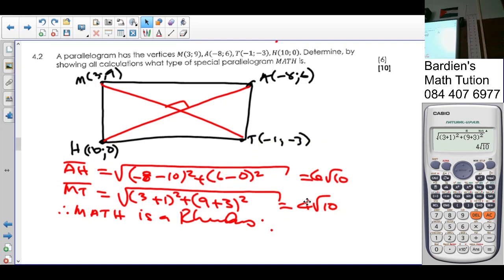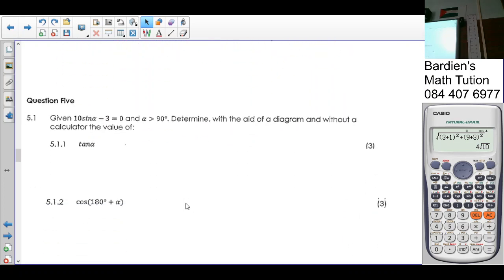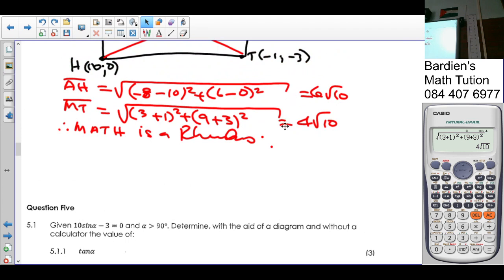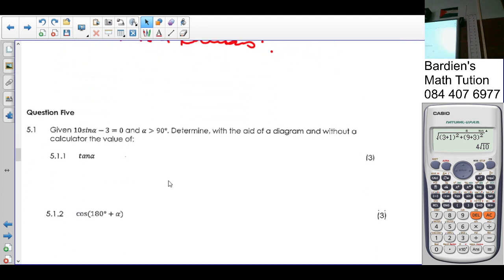Then you have to calculate the diagonals. You have to check. That's why it was 6 marks. But as I said, if you can substantiate your argument with logic, you get your marks as well. If you're going to stop right here, I don't think you're going to get the full 6 marks. Okay.